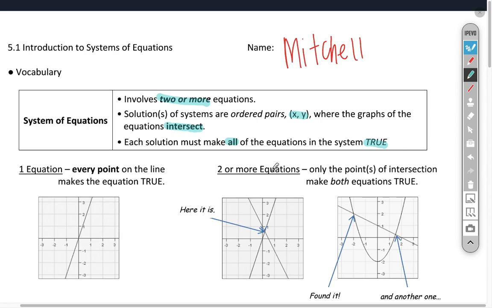But when we have two or more equations, only the points of intersection make both equations true. For example, right here, see where this arrow is pointing? This is our intersection. And on this one, we've got 2 points of intersection. Those are going to be the ordered pairs that are our solutions.